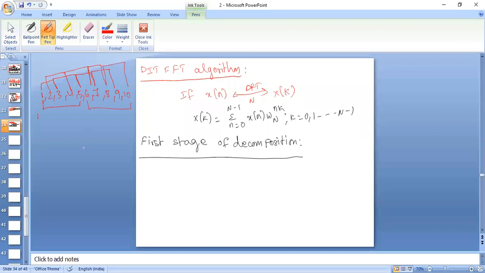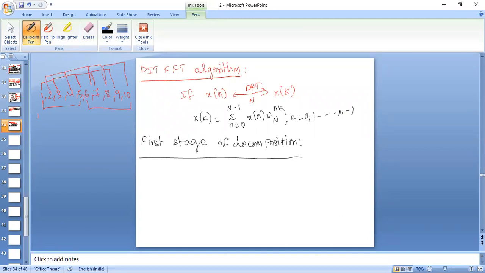Right? So here in the DIT FFT algorithm, under even and odd basis, we split N into N by 2, N by 4. In the DIF FFT algorithm, we split it into first half and second half. Okay. So in the first stage of decomposition, we are going to consider the even indexed sequences and odd indexed sequences.